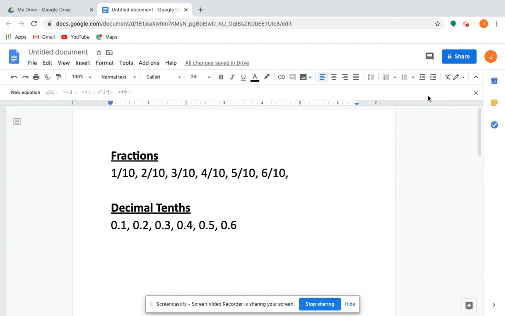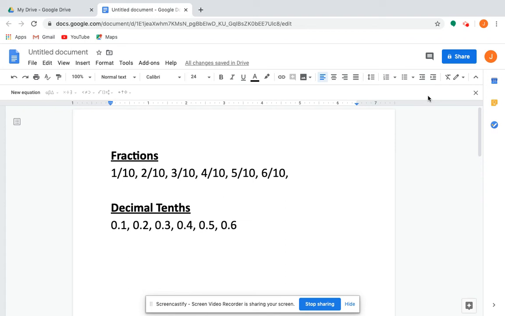All right, hi guys. So today we're going to be working more with decimal tenths and decimal hundredths, but this time we're going to be looking at what happens when we have a mixed number with, say we had a mixed number with fractional tenths or fractional hundredths. What would that look like as a decimal?